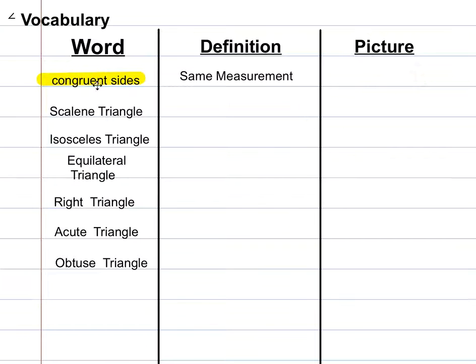Congruent angles meant the same measurement. Congruent sides mean the same thing. How you know a side is congruent is you will see little hash marks, like this is congruent to this side, or in this triangle, this is congruent to this side. So make sure you have that picture. As I go through this video right now, you are going to use your little vocabulary sheet and be filling in all of these kinds of triangles.